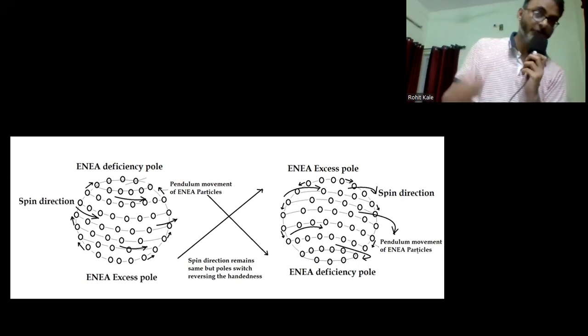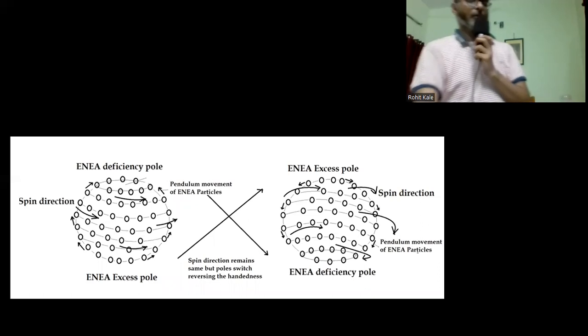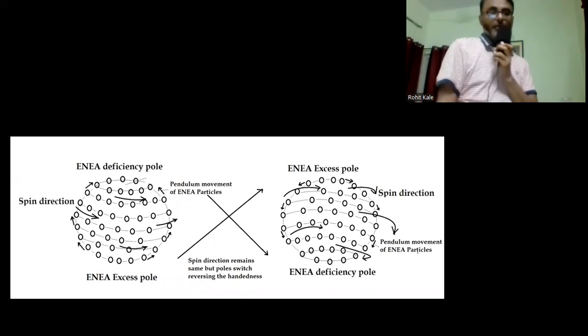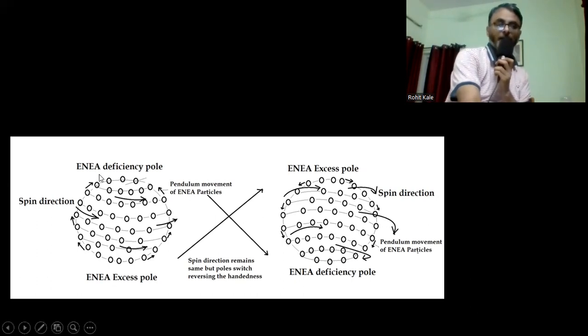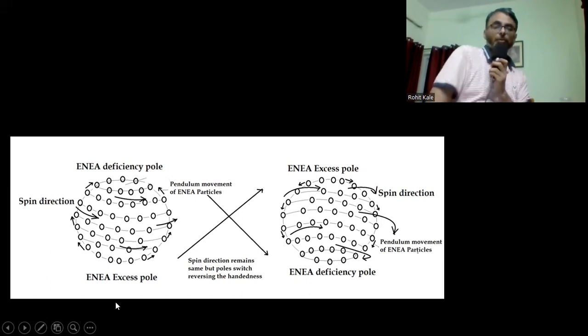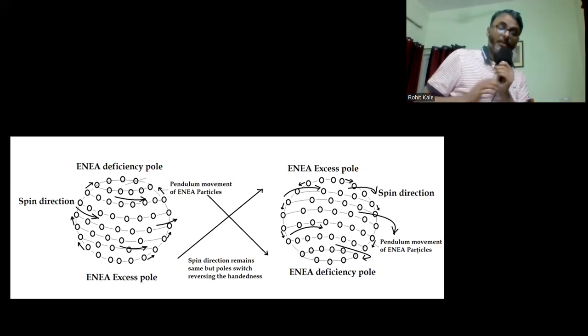So the direction is the same, but the poles have shifted. Here you can understand that this will keep shifting. The ENA deficient pole will go from here, then again here, then again here, then again here. That's how superposition of spin of an electron can be explained very nicely. So the Stern-Gerlach experiment and its findings can be explained very nicely with this.